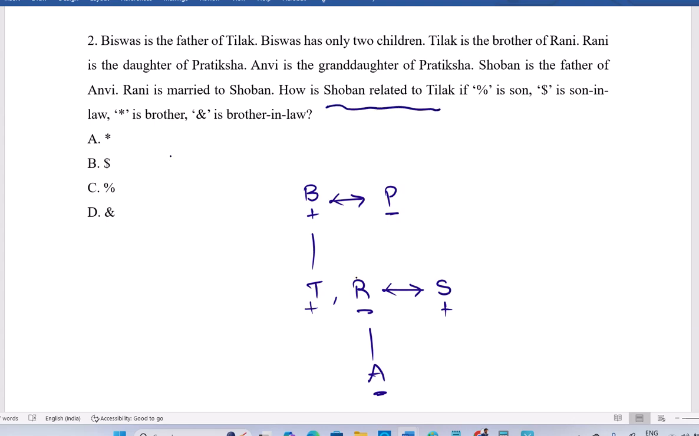Shobhan and Tilak are in the same generation. Sister's husband is brother-in-law. Okay, brother-in-law is available here. And brother-in-law is given, so D is the answer. Brother-in-law.